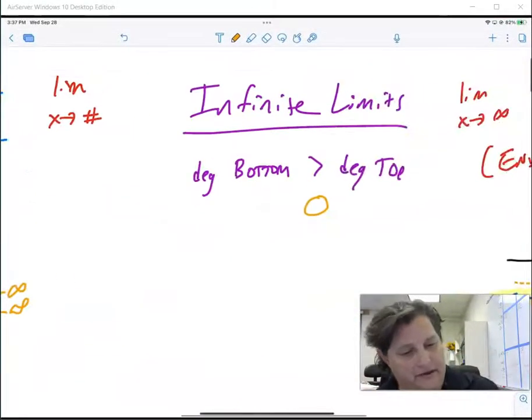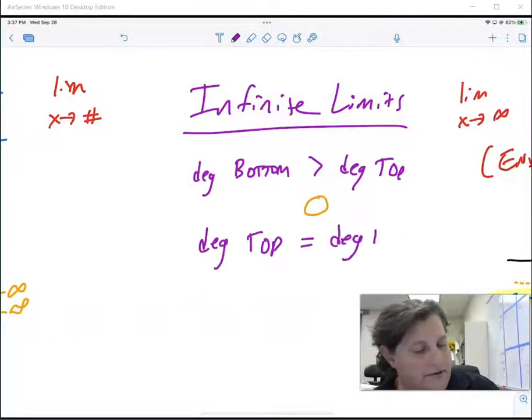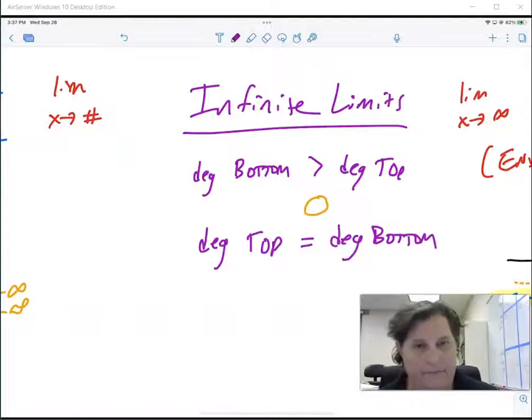Okay, the next one is if the degree of the top equals the degree of the bottom, right? If the top and the bottom are equal to each other. Well, what we do, you guys, is we use the coefficients.